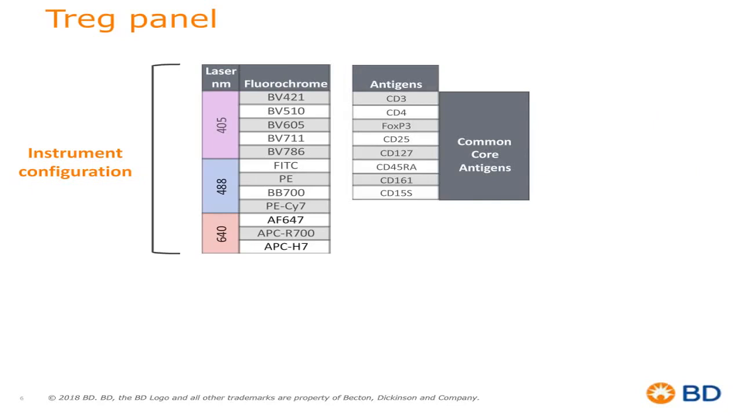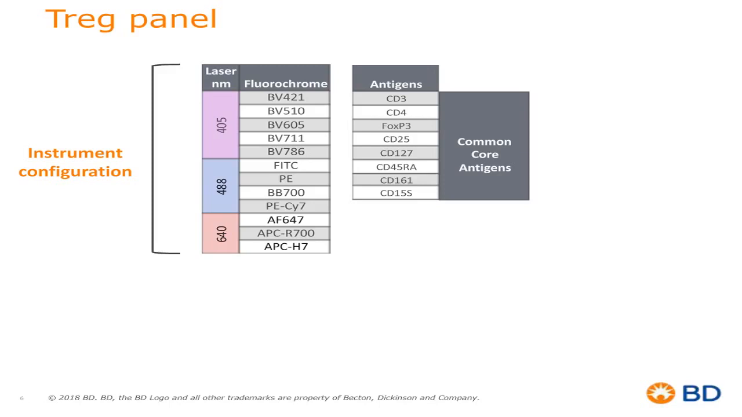Well, in this situation, I'm trying to build a T regulatory panel. And when I build a T regulatory panel, I almost always have a set of common core antigens that I have to use to define my cell populations of interest. Again, this is true if you're studying natural killer cells or dendritic cells, and it's very common that a laboratory has a common set of markers that everyone is looking at, and each individual researcher will add their own markers as it fits their specific biology.